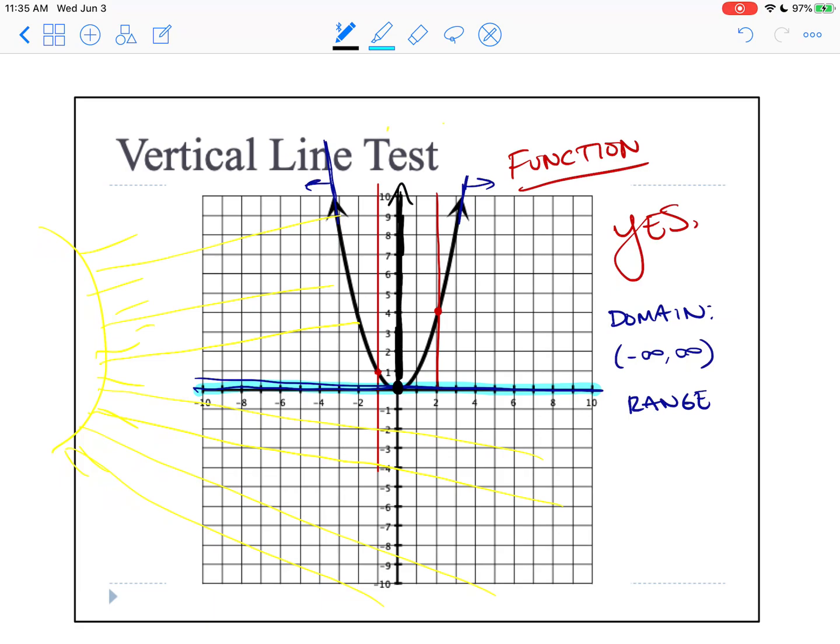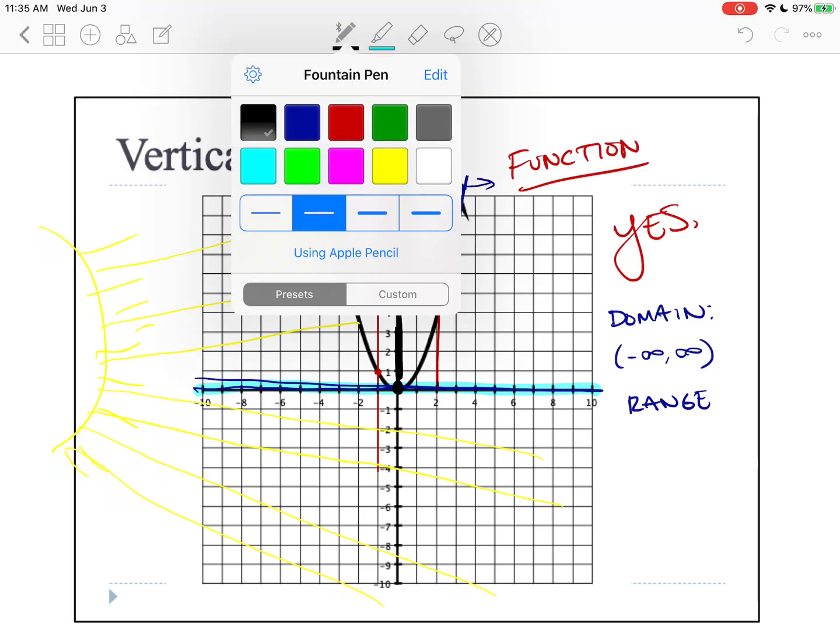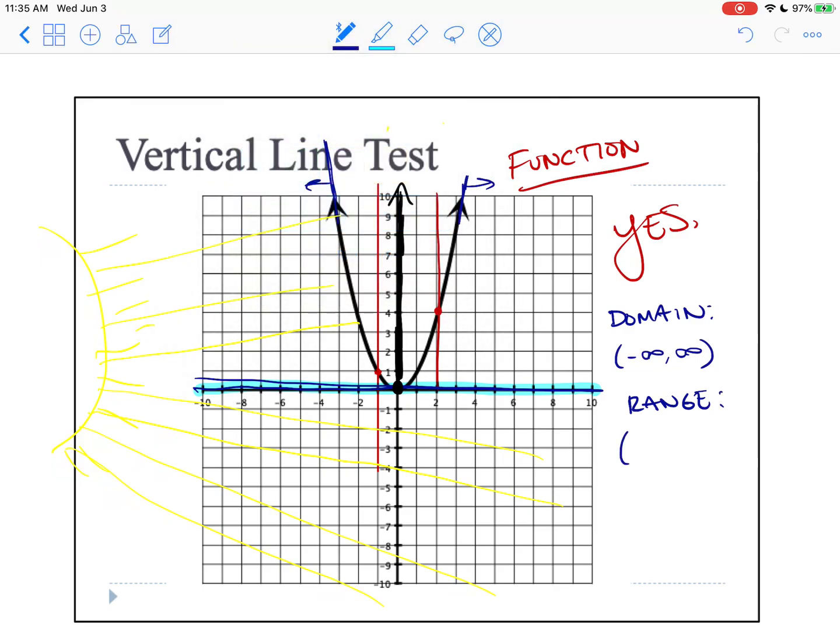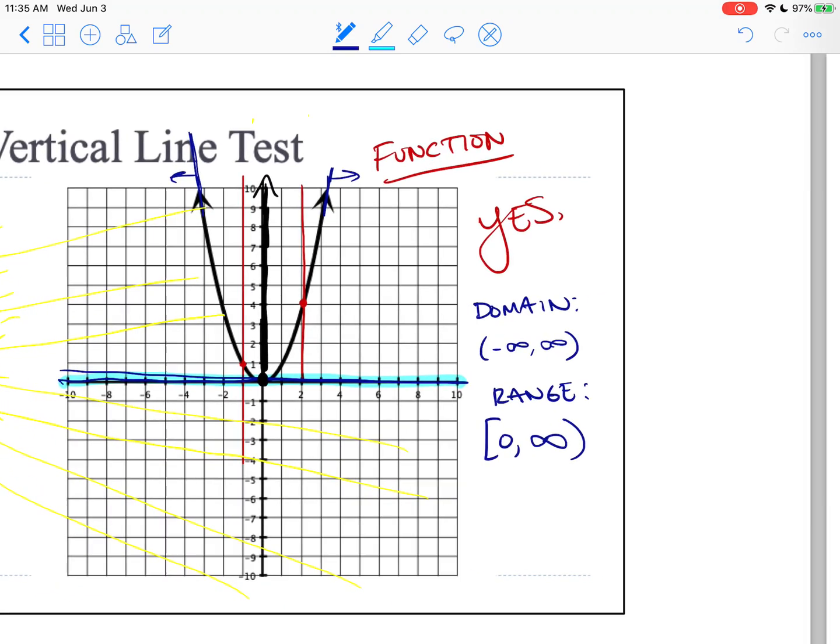And so the range for this function would be starting at 0, including 0. The shadow is at 0, and going all the way to infinity. So there's my domain and range.